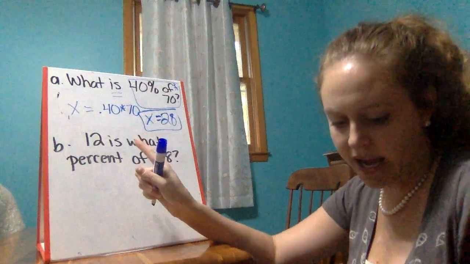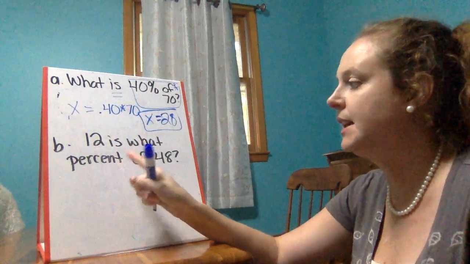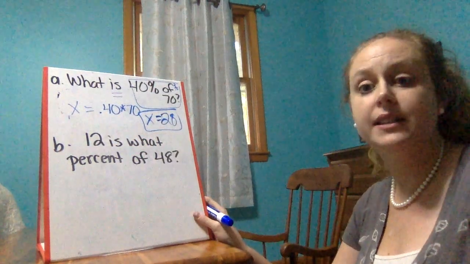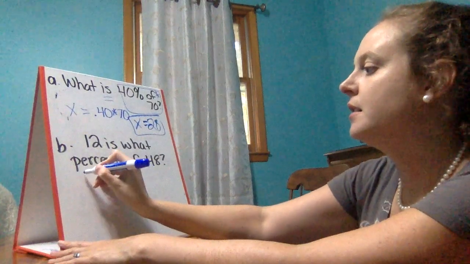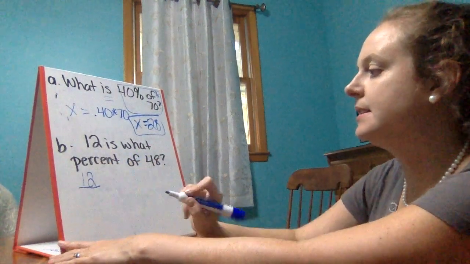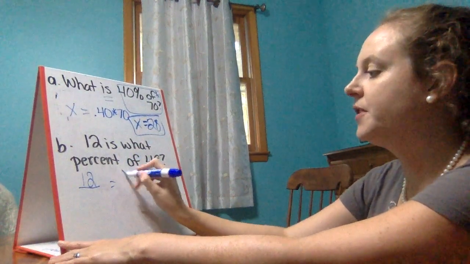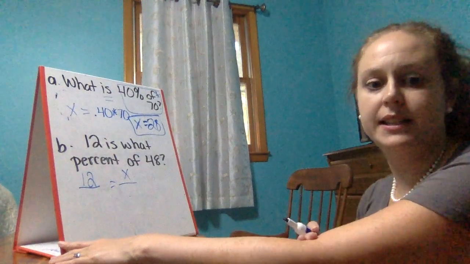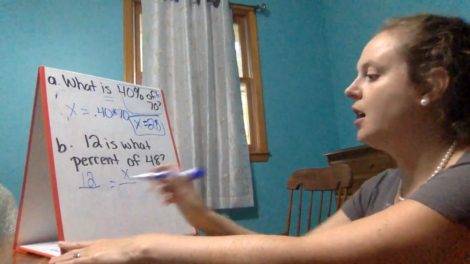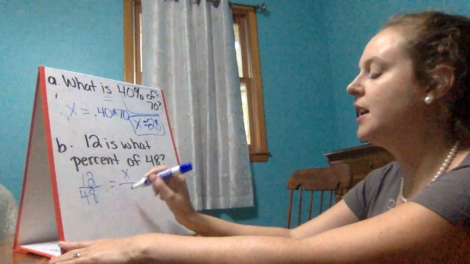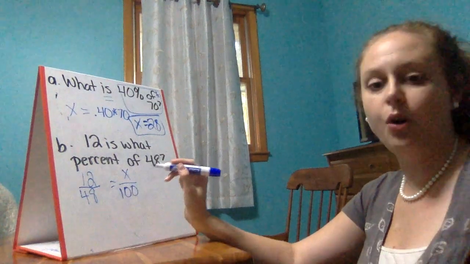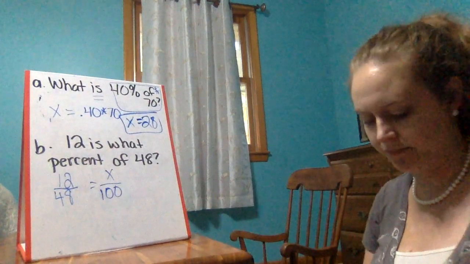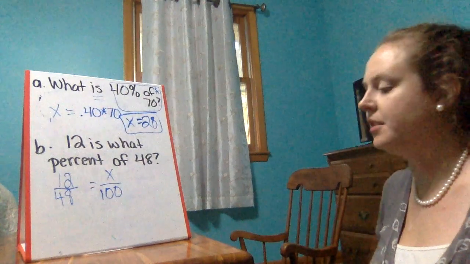So let's try another one of these problems. This time we have 12 is what percent of 48. I'll do the is over of again to start with. So 12 is, I'm looking for the percent. It says what percent, so that's going to be x. Of is 48, and 100 is always 100. It never changes. I'm going to do my cross multiplying.